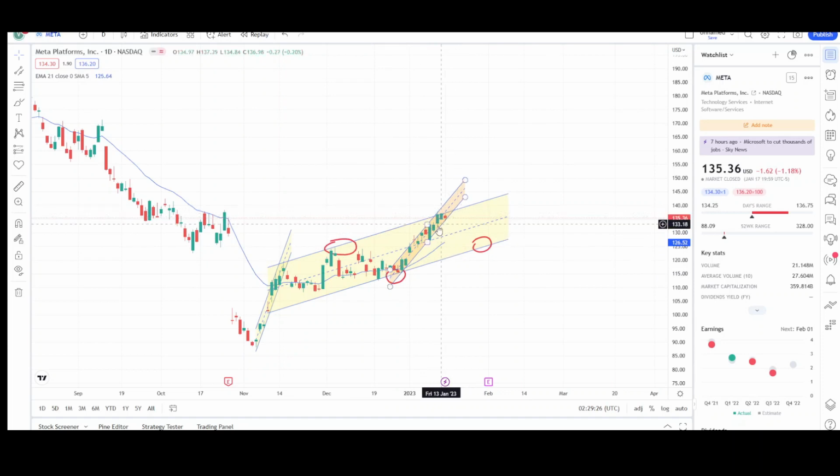So we're going to see which one wins out. Is it going to be the micro or the macro pattern? I think most of the time it's going to be the macro because it has more force. So we'll have to wait and see.